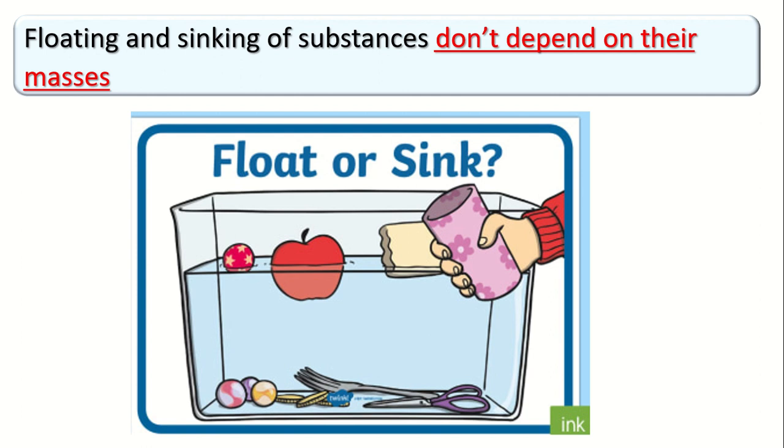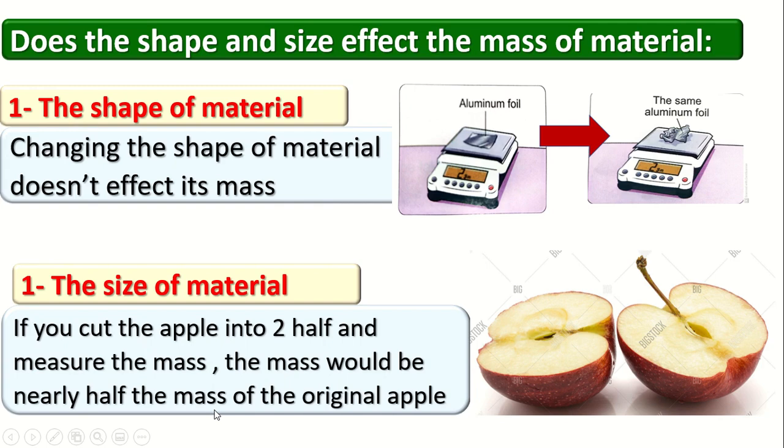The materials which are made of iron and glass can sink to the bottom of the water. And materials like fruits, wood, plastic, and cork can float on the surface of water. So some materials can float on the surface of water like plastic, fruits, cork, wood. Some materials can sink like iron and glass.